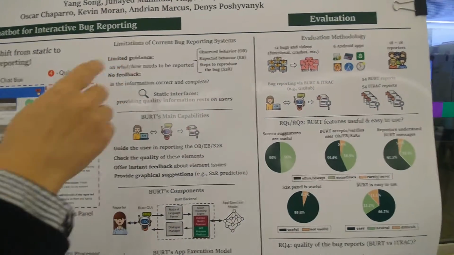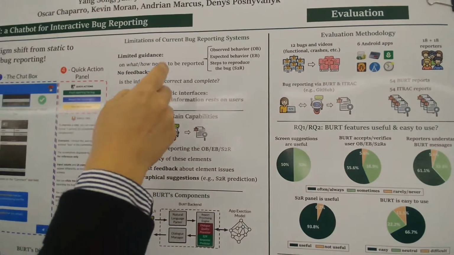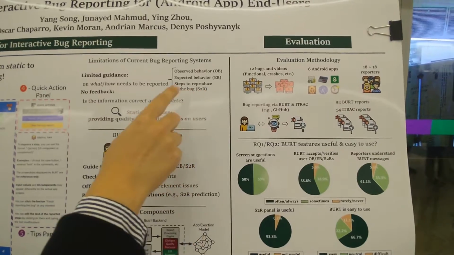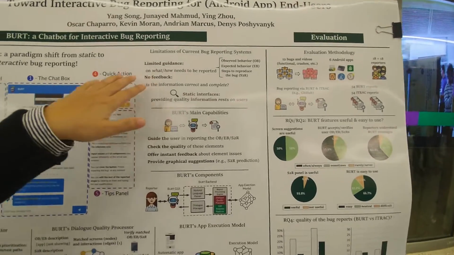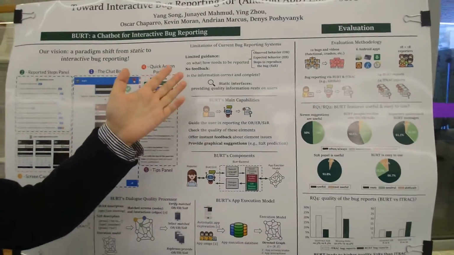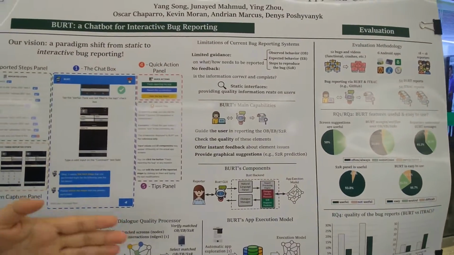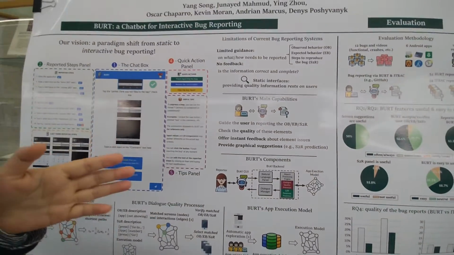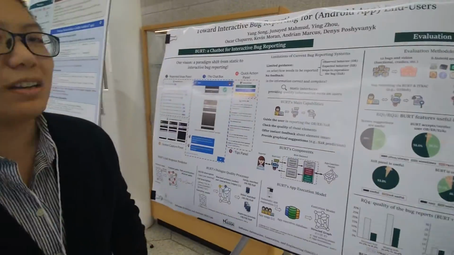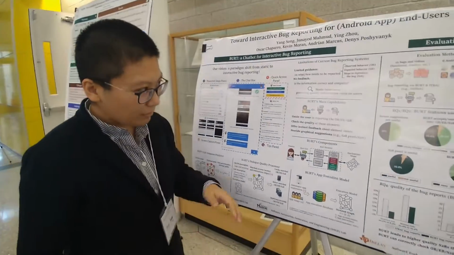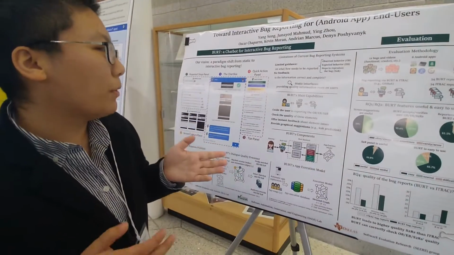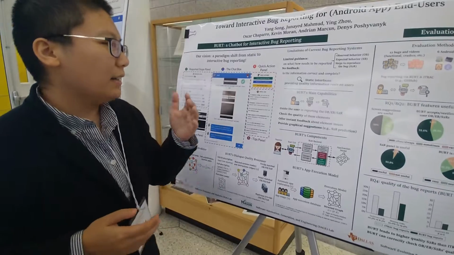For example, this bug reporting system didn't provide guidance on how to report the observed behavior, expected behavior, and steps to reproduce the bug. Another limitation is that they don't provide feedback on the quality of the information the user provided, so the user doesn't know if the information they provided is correct or complete.